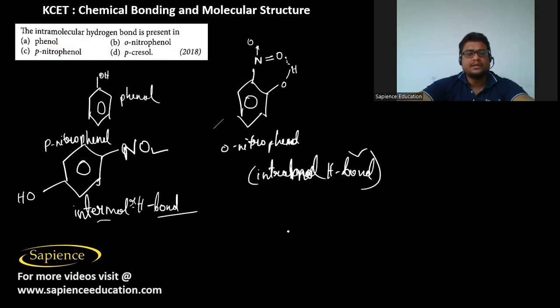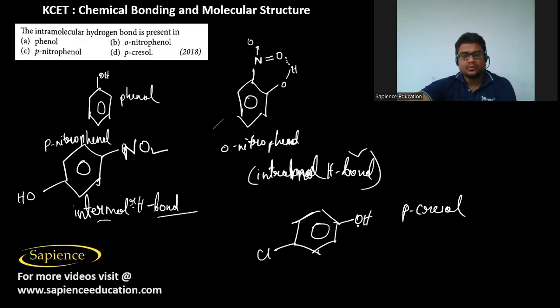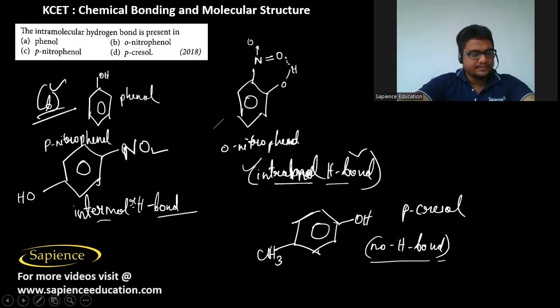And in case of P cresol, the structure is OH with CH3. And since it is para cresol, the OH group and CH3 group should be oppositely linked. And so here there is no electronegative atom, so there is no hydrogen bonding here. It means intramolecular hydrogen bond is only in case of orthonitrophenol. So option B is the correct answer.